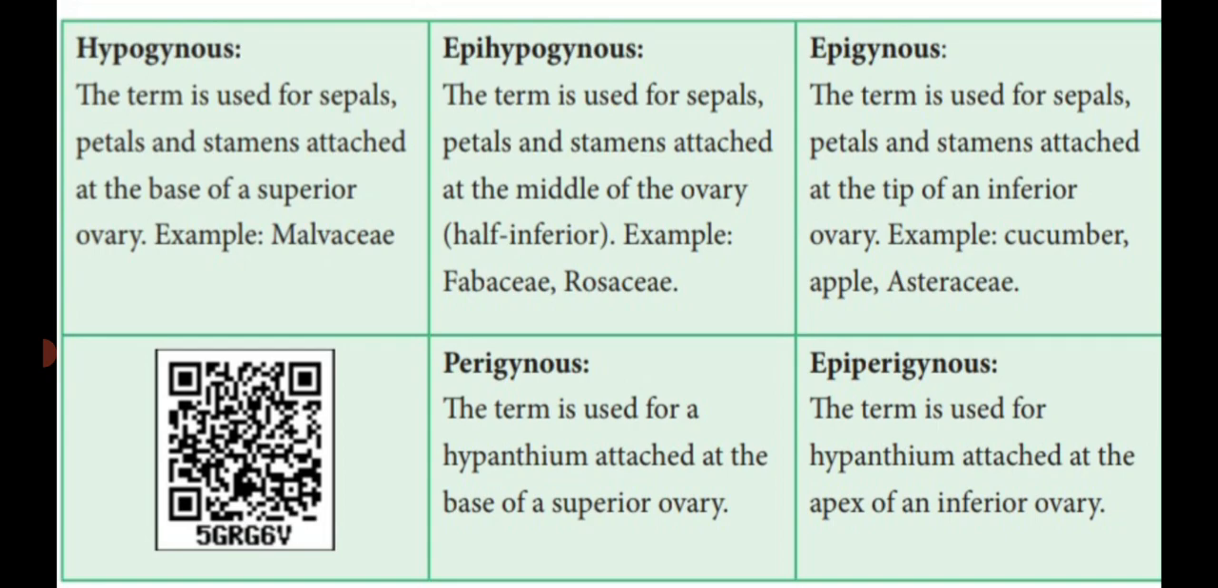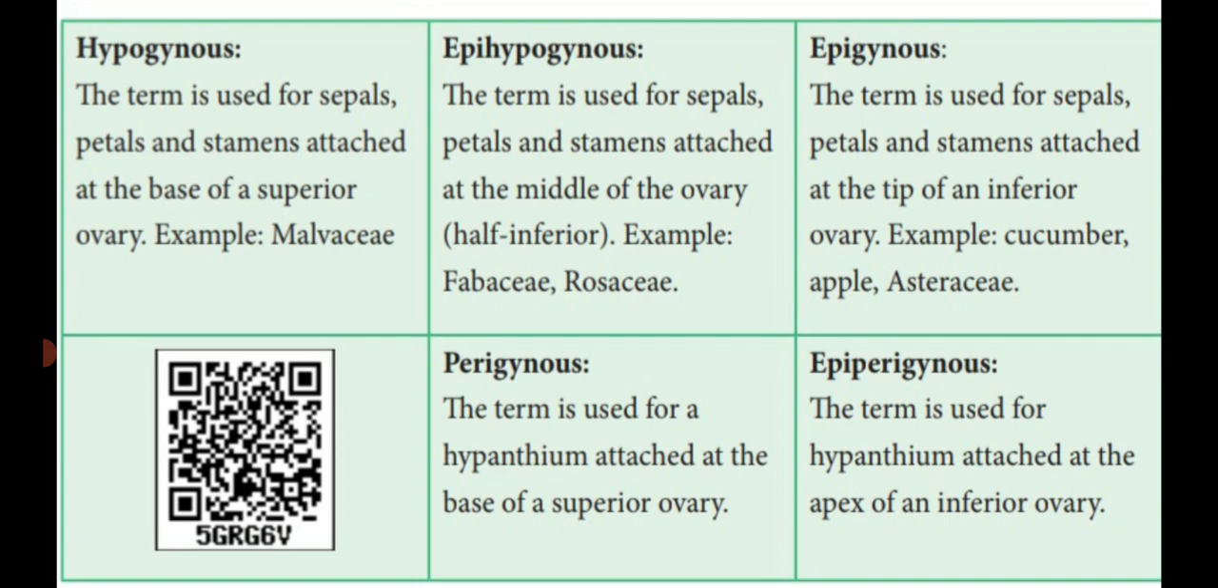Dear students, epi-hypogynous and epi-perigynous is another division which is given here. That is, the sepal, petal and stamen are attached at the middle of the ovary. That is said to be half inferior or otherwise known as perigynous. Okay. Then epiperigynous means the hypanthium. What is hypanthium? The floral parts which are attached to the thalamus region, attached to the apex of an inferior ovary. What is inferior ovary? Epigynous, isn't it? So that is said to be epiperigynous.